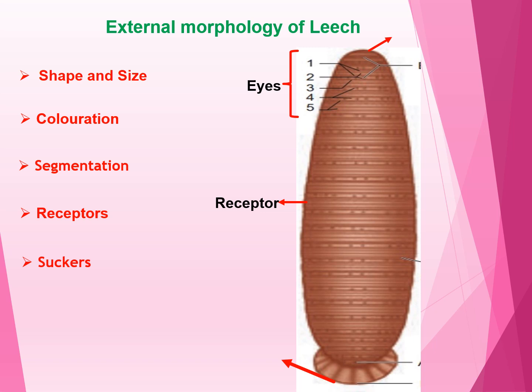The anterior sucker helps in feeding, while both the suckers help in attachment and locomotion.